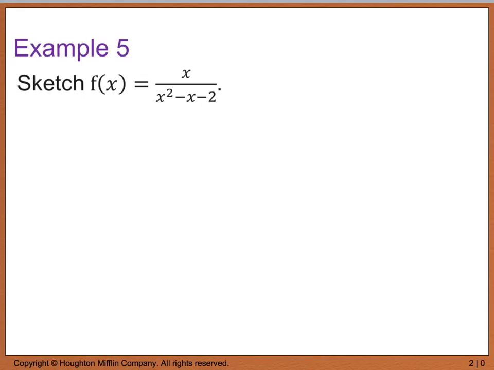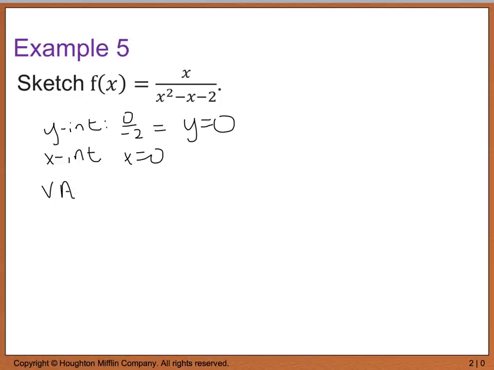Next, we want to look at f of x equals x divided by (x squared minus x minus 2). So we're going to go through the same process. We have a y-intercept. I'm going to plug 0 in, and I get 0 divided by -2, which is y equals 0. I have an x-intercept at the zeros of my numerator, which is (0, 0). So when x equals 0, then I have my vertical asymptotes. And I'm going to get my vertical asymptotes, remember, from the denominator.